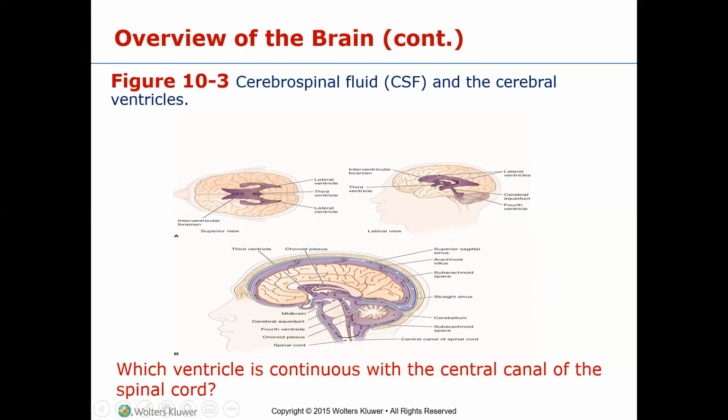And if you note, all of that cerebral spinal fluid is circulating around the entire brain, and it is continuous with the spinal cord. So it's the 4th ventricle here, if you look, that is continuous with the spinal cord. Okay.